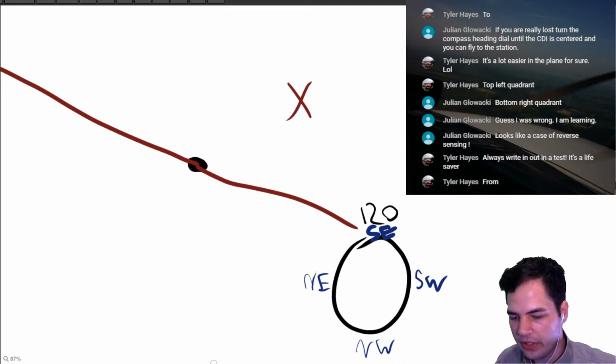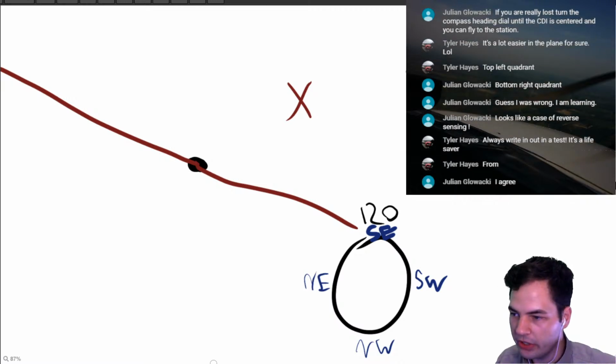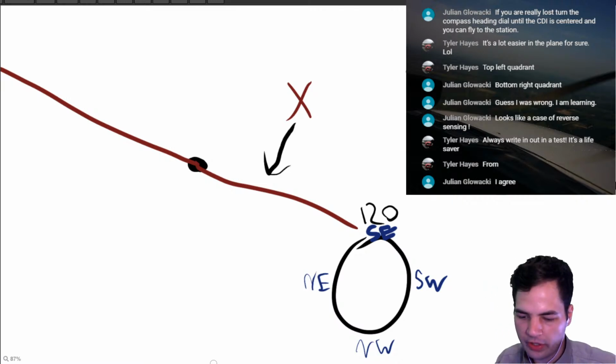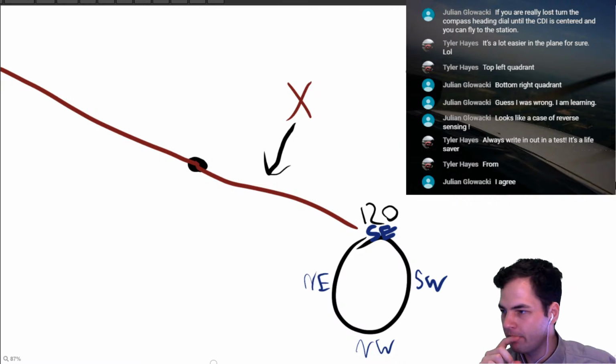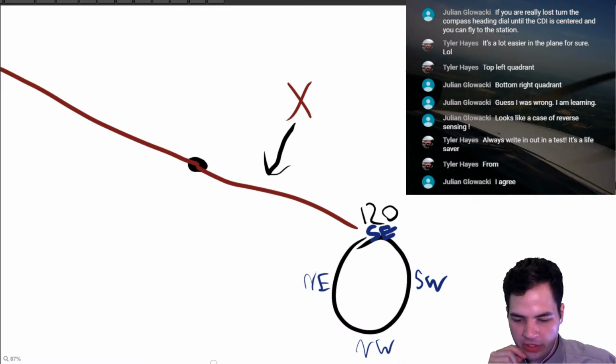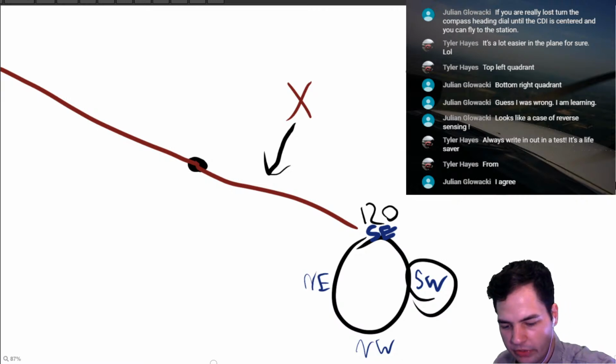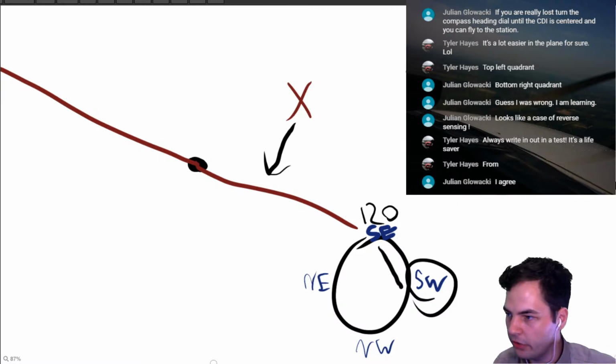Let's start with the CDI indication, the needle indication. So if I was to fly from my present position towards the radial, what direction is that? In this case, it's not quite south, it's a little to the west of south. So southwest we have on our OBS. So the needle's going to be to the right in this case.